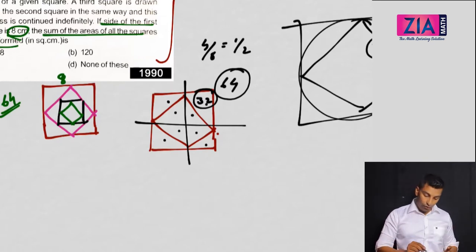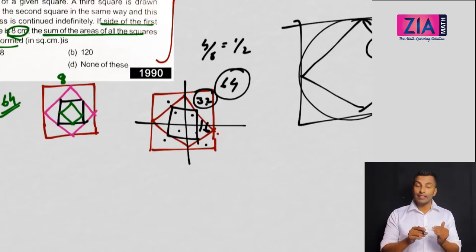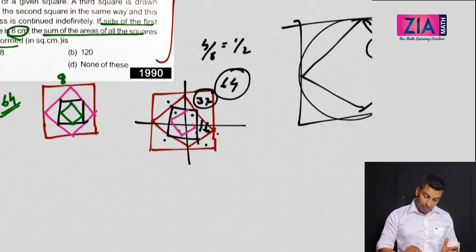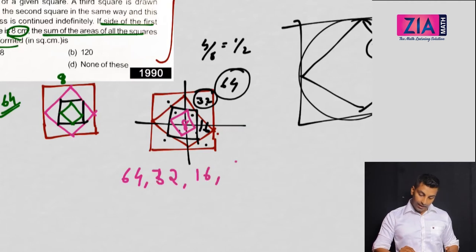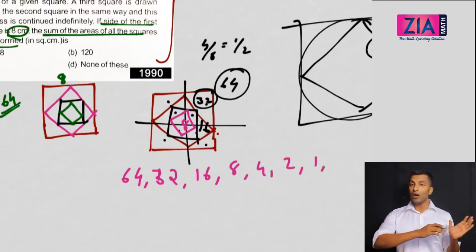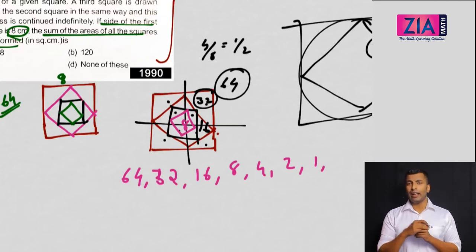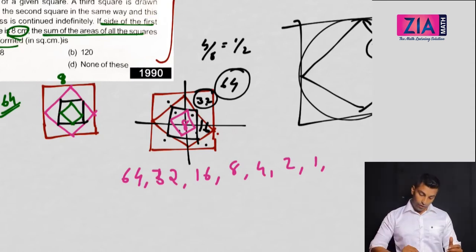Inside 32, if you make another square, what will be the area? That is going to be 16. Inside 16, if you make another square, the area is going to be 8. So first will be 64, then 32, then 16, then 8, and the next will obviously be half of it: 4, 2, 1, 1 by 2, and it will go on like that because it goes indefinitely. Towards the end you will get a negligible value, but anyway we want the total area of all the squares. So if you look here, you can understand that you are going to get a GP.